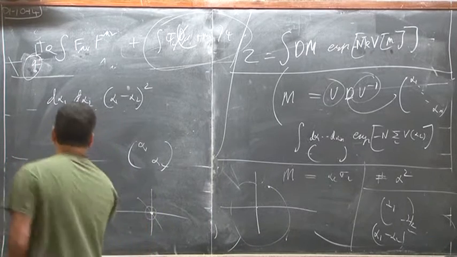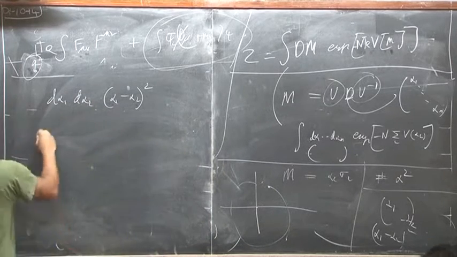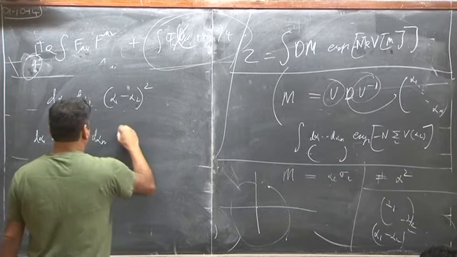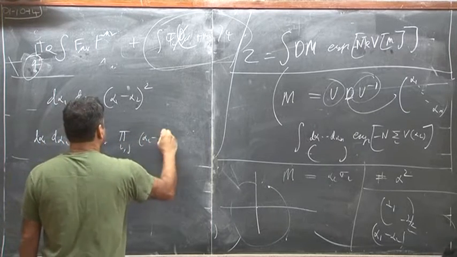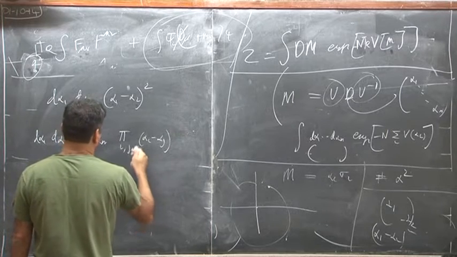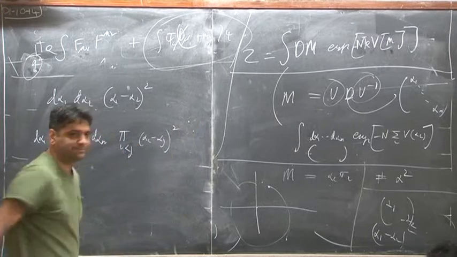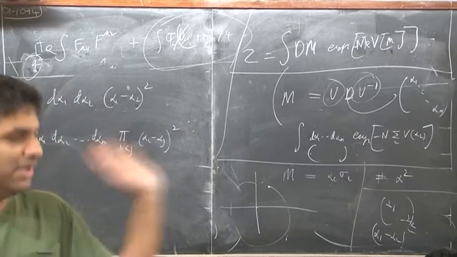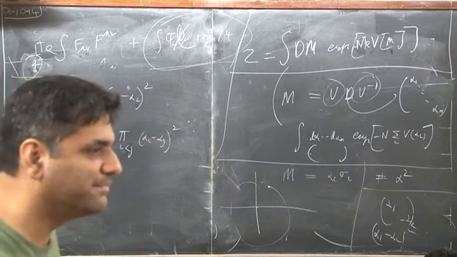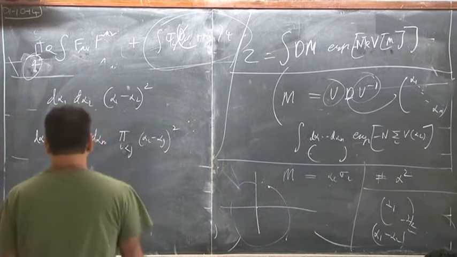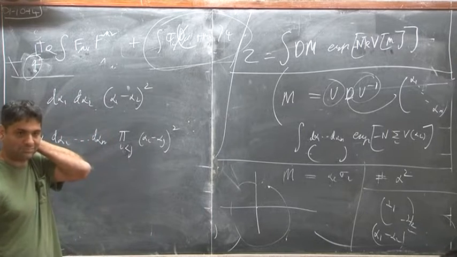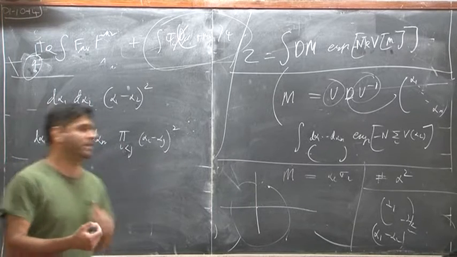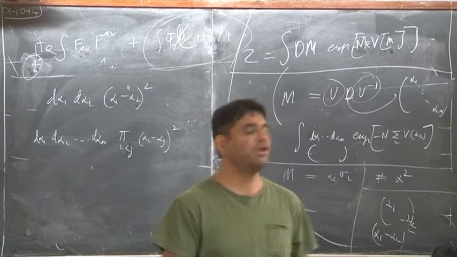So it must be that this measure factor is d alpha 1, d alpha 2, ... d alpha n times the product over i less than j of (alpha i minus alpha j) squared, times something else which is not zero or singular as alpha i goes to alpha j. But now, what could this something else be?